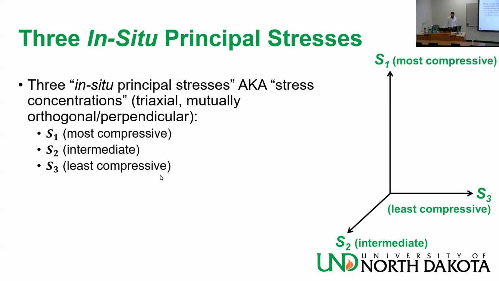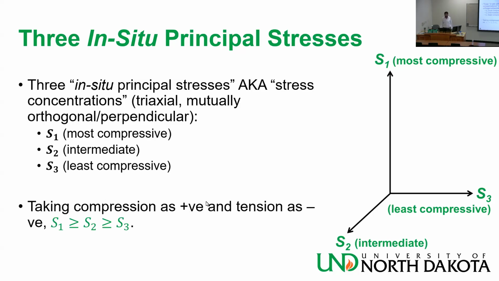Generally, S1 is the most compressive, S2 is the intermediate, and then you have the least compressive. The main difference with your other classes, like solid mechanics, is that in solid mechanics you have tension as positive and compression as negative. Here in rock mechanics, because we have way more compression than tension, we reverse it so that we don't end up with too many negative signs and get confused.